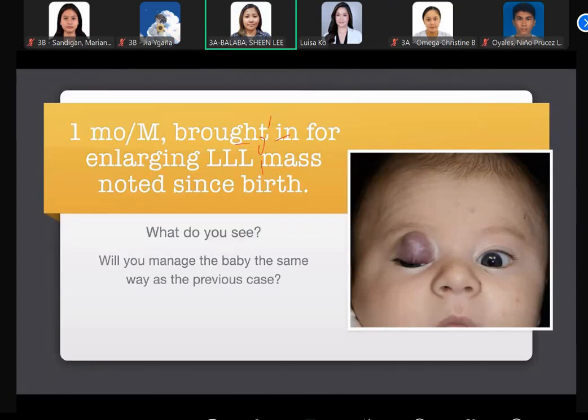In this case, Doc, I'll opt for laser. Kasi enough na mas ma-penetrate na dito ang tumor, Doc. Okay, so what's the indication then? The size? Yes, Doc. Okay, what are our other indications for intervention? It obstructs the vision, Doc. Obstruct the visual axis. Very good, no?